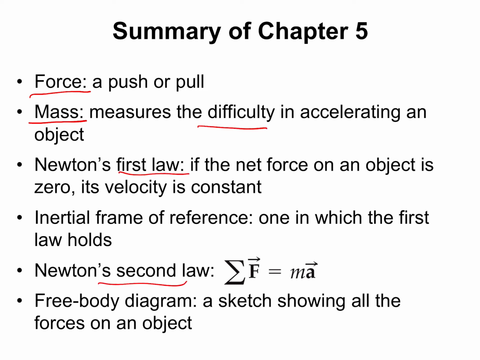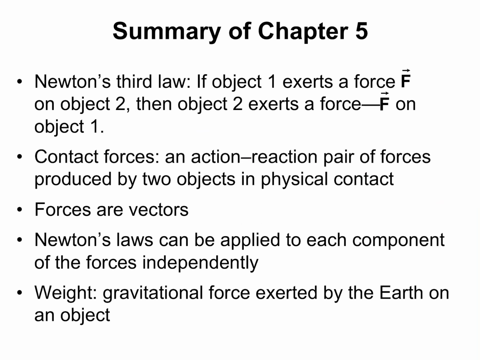The first law states that if net force equals 0, then v is constant. If v is constant, then net force on the object must be equal to 0. The second law states what happens if net force is not equal to 0: then net force gives you acceleration. Net force is proportional to acceleration. To solve Newton's law problems, we have to draw a free body diagram, and we will have a lot of practice on that in the next chapter.